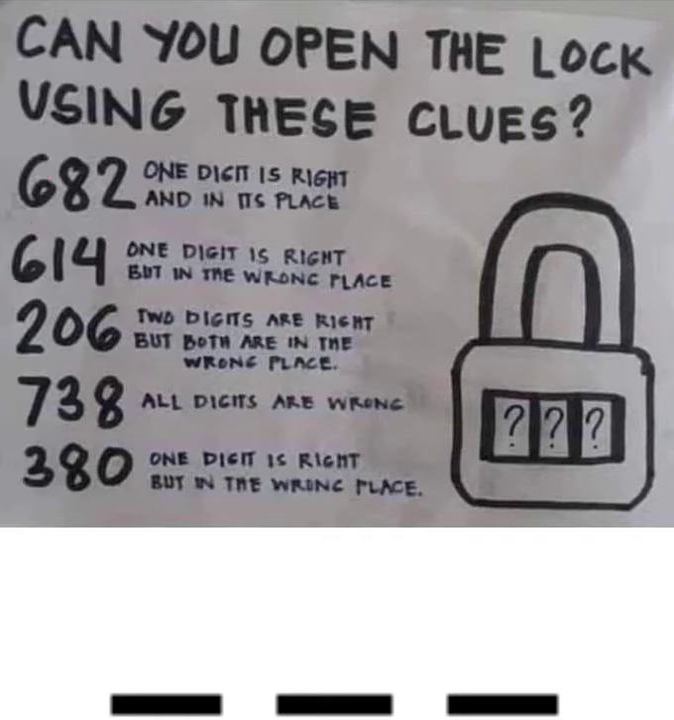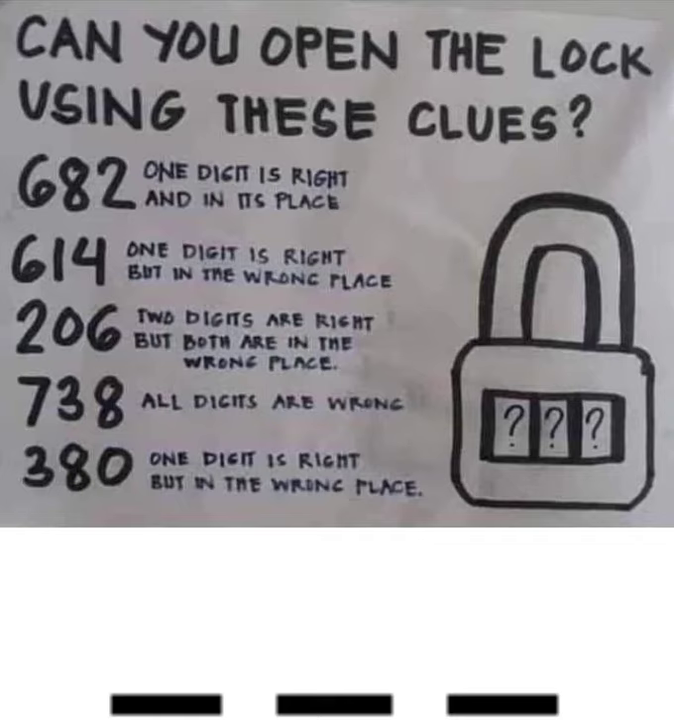Back to the first line, I know either 8 is in the middle or 2 is on the right. Back to the second line, I know that either 1 or 4 are correct, but they could be anywhere. On the third line, it says 2 digits are right, but both are in the wrong place. Maybe the 2 is correct, but belongs in the middle or the right. Maybe the 0 is correct, but belongs in the left or the right. Maybe the 6 is correct, but belongs in the left or the middle.